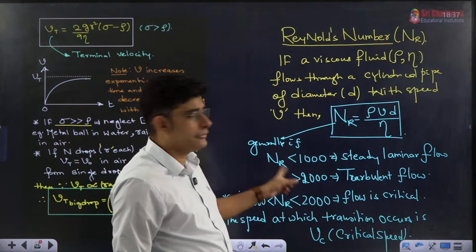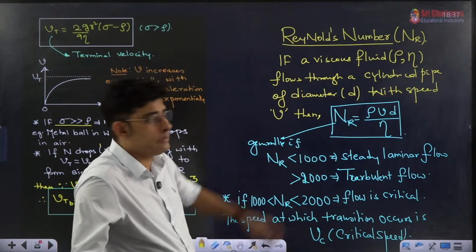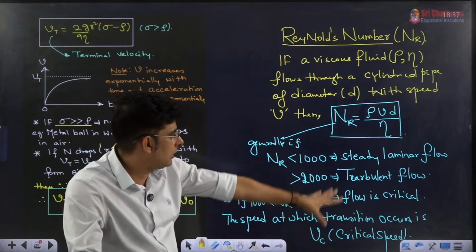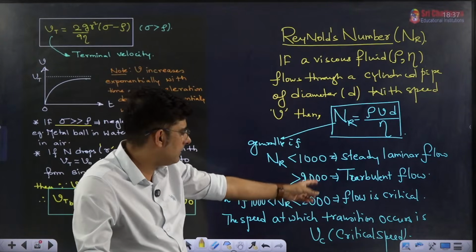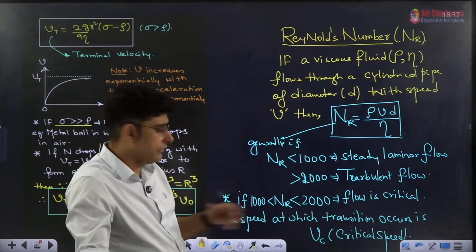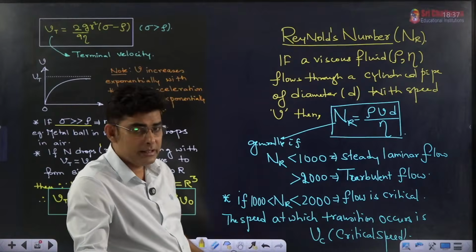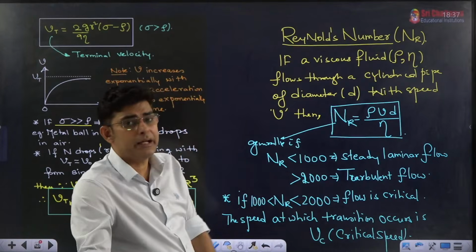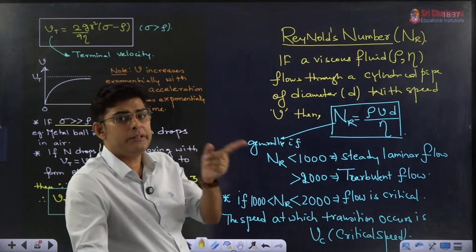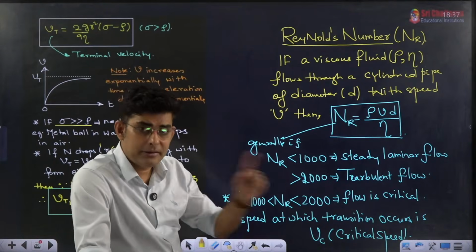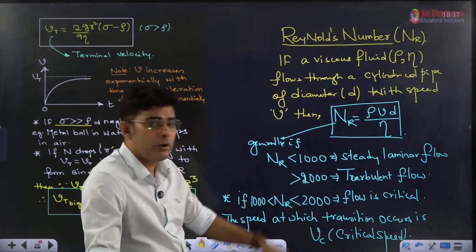Generally if the NR value is less than 1000, the flow is steady and laminar. It will follow a fixed pattern. If it is generally more than 2000, different books give different values for this, it is turbulent flow. It will suddenly change. If it is in the range between 1000 and 2000, the flow is critical. It can change at any time from steady to turbulent. The speed at which the transition from steady to turbulent occurs is called Vc.